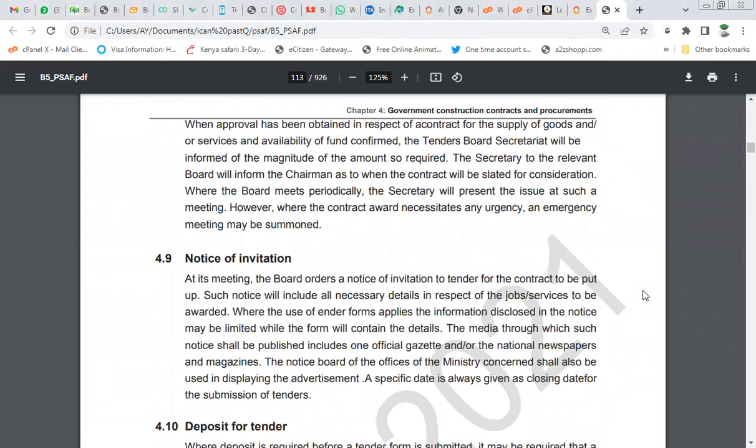When approval has been obtained in respect of a contract for the supply of goods and services and availability of funds confirmed, the tender board secretariat will be informed of the magnitude of the amount so required. The secretary to the relevant board will inform the chairman as to when the contract will be slated for consideration. Where the board meets periodically, the secretary will present the issue at such a meeting. However, where the contract award necessitates any urgency, an emergency meeting may be summoned.